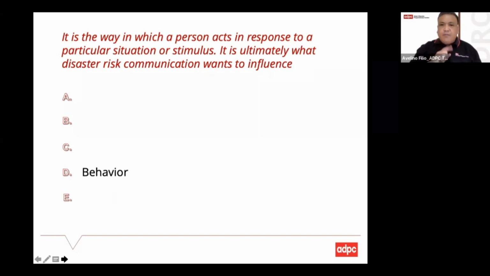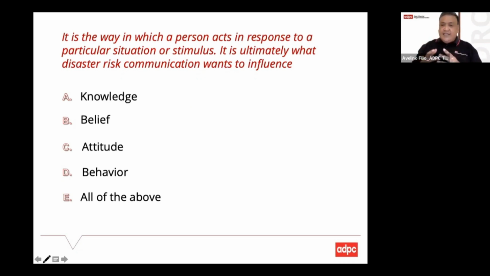Okay, so some of you might be wondering, it should be all of the above. You're correct there. But what I'm trying to say is ultimately, why do we do risk communication? So that they will change their behavior. They will act accordingly. So if I were to go back, you do change knowledge. You do change their belief. We try to change their attitude. But even if you were able to change their knowledge and they become more knowledgeable and aware, even if they change belief and attitude, it's not a guarantee that there's a change in behavior.